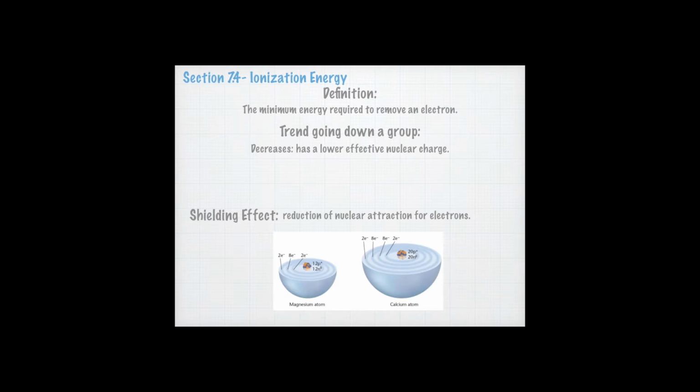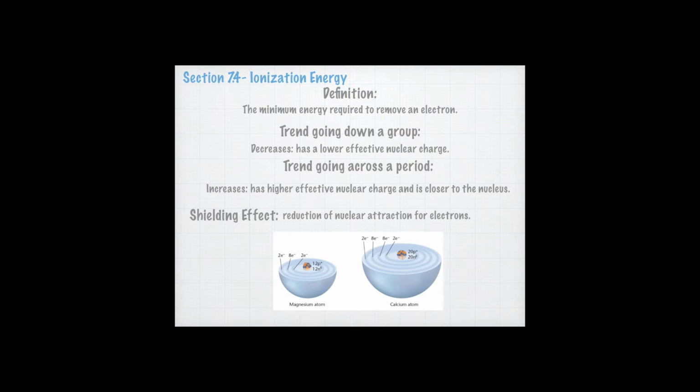Now, as you move across the periodic table, we know that the effective nuclear charge increases. And so as a result, since the effective nuclear charge increases, and not to mention the fact that the electron is closer to the nucleus, those kind of are tied together, the energy required to remove an electron increases.